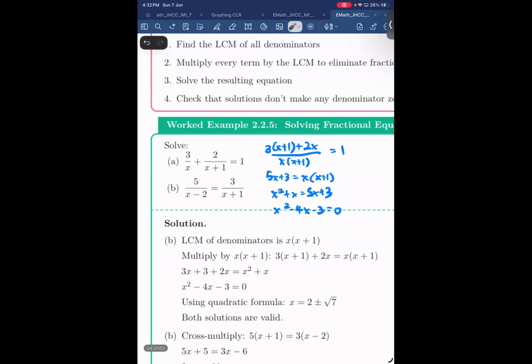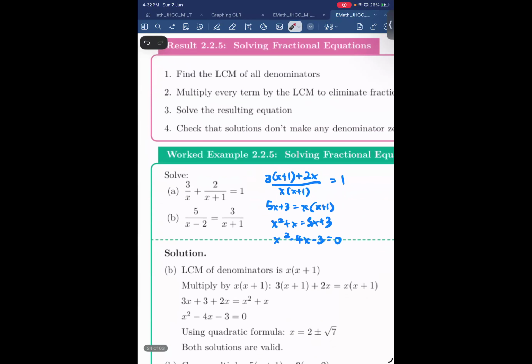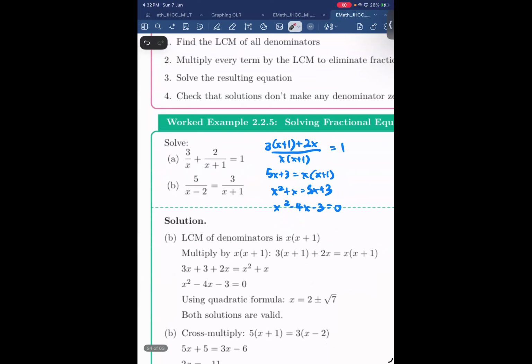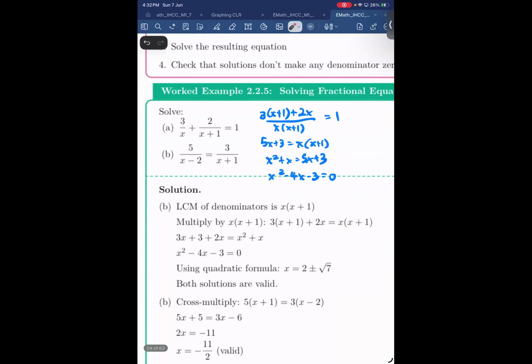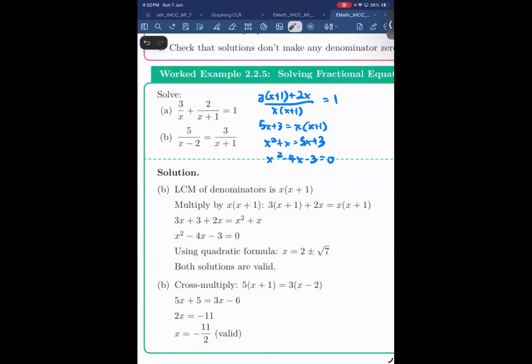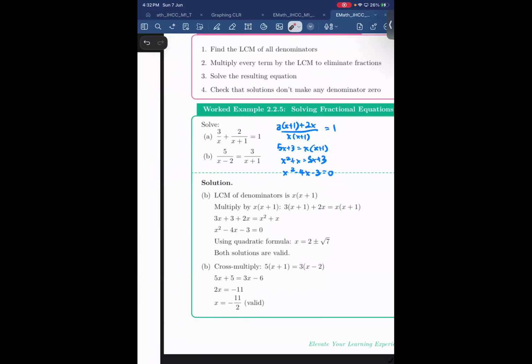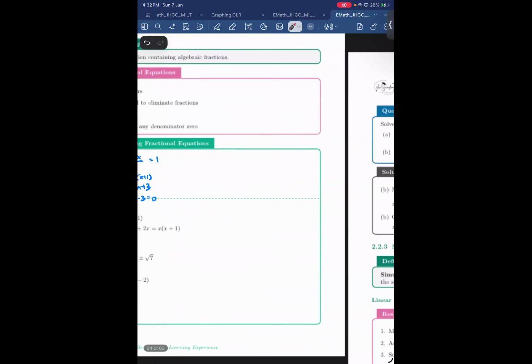Then for part B, actually it's much simpler. For part B you can just cross multiply, and then you solve the equation. It's minus 11 over 2. Any questions? So these are the typical methods to solve this sort of fractional equation.